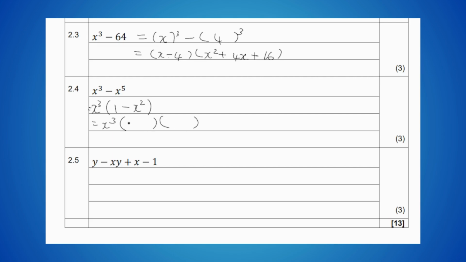So you can't just stop here. You separate it into 2 brackets. 1 goes in front, x at the back, and you have a plus and a minus. Or, of course, you could have had negative x to the power 3 out as your common factor, and then have x minus 1 and x plus 1.